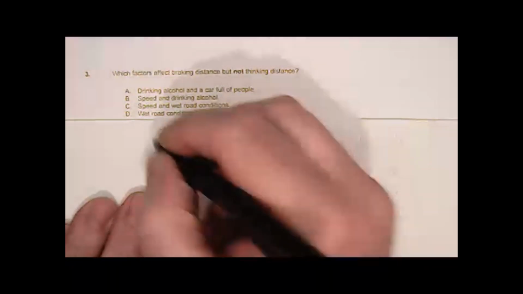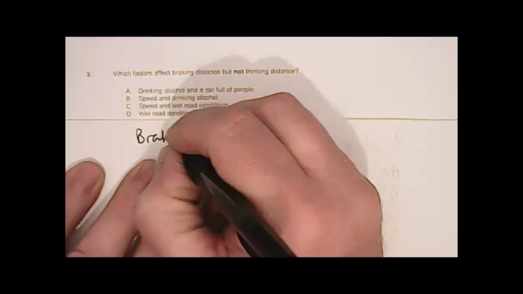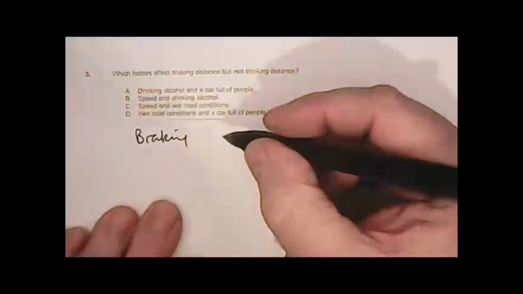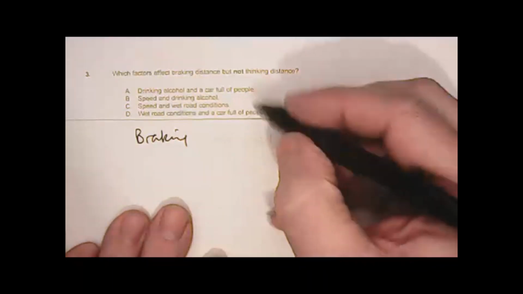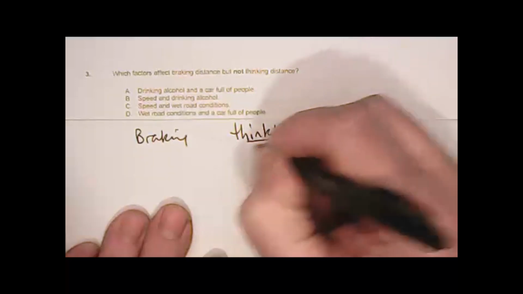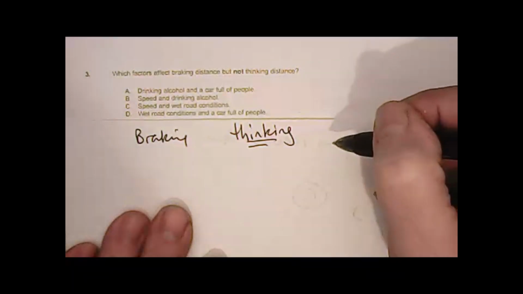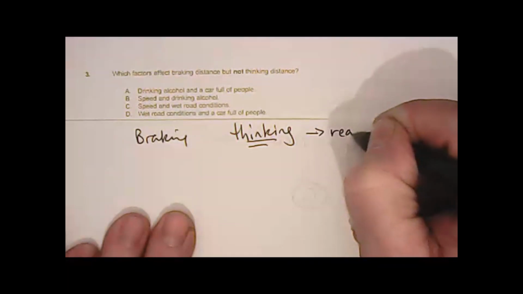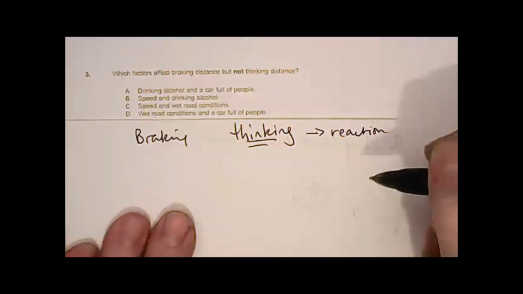Okay, so braking distance is to do with what might make the car take longer to brake. Thinking distance is to do with people. Okay, people think. Thinking takes time. That relates to your reaction time before you even press the brake pedal. Okay, so let's see what we've got here.